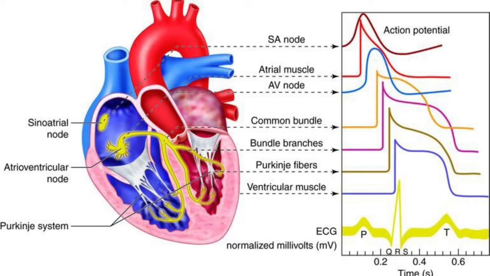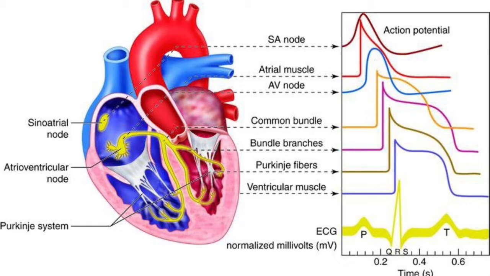So when the impulse is on the SA node, there is an action potential. It will cause atrial depolarization, and in the ECG, you will see a wave called the P wave. Then followed by the QRS complex when the ventricles are already depolarized through the bundle branches.